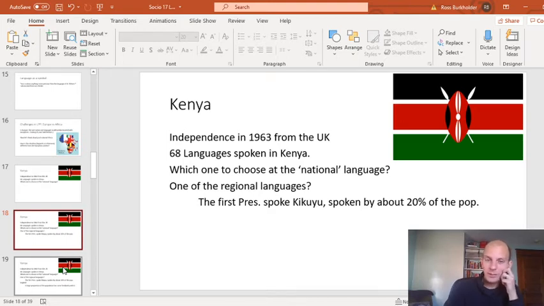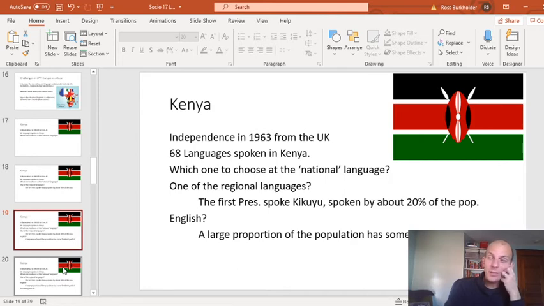So what else can we do? What else could we choose? What are our other options? Well, you could choose English as a national language. A quite large proportion of the population has at least some familiarity, if not fluency, in English, it being the colonial language.